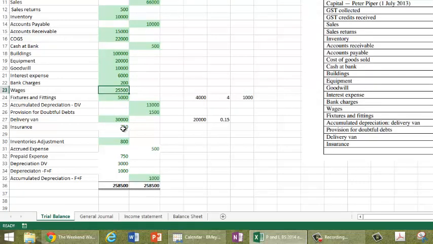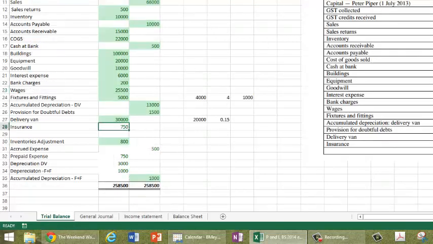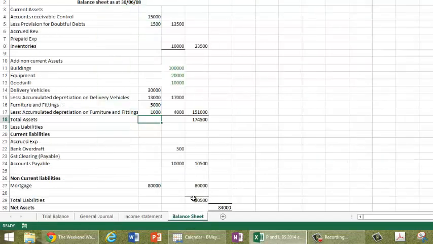I've got to go in insurance. Insurance again is a general and admin expense. So let me put that in. $750 goes there. Tick that one off. Prepaid expense goes into the balance sheet as a current asset.